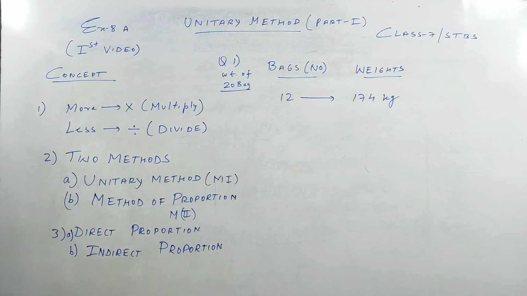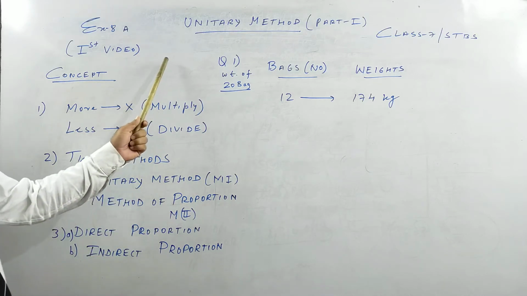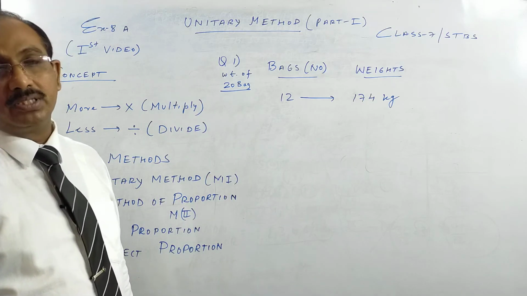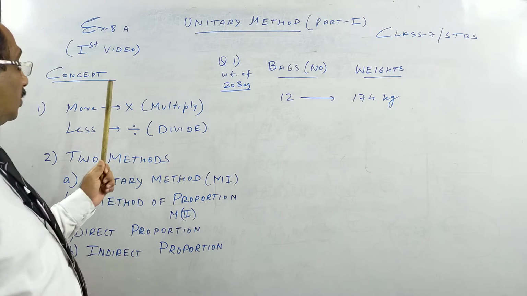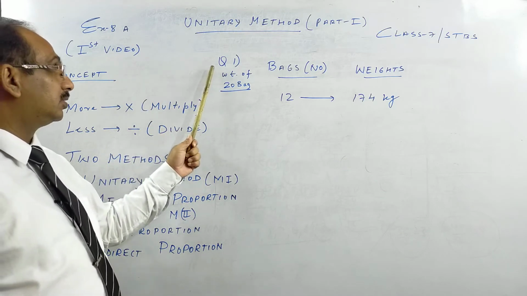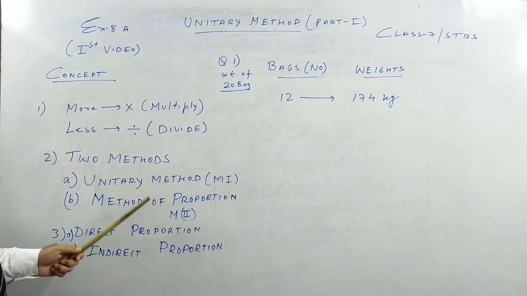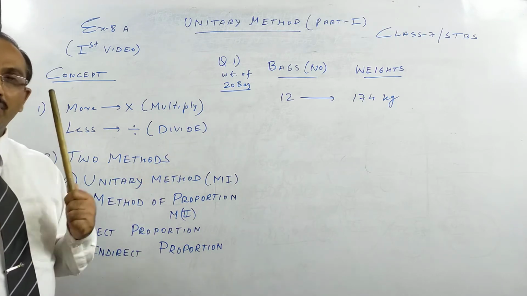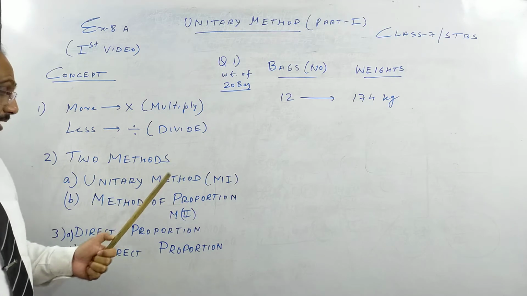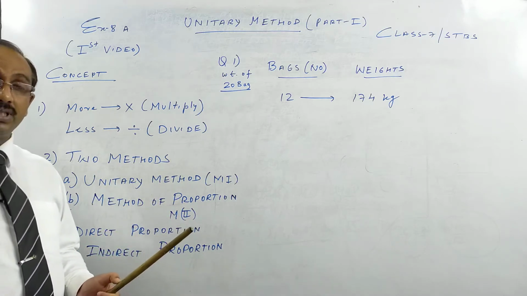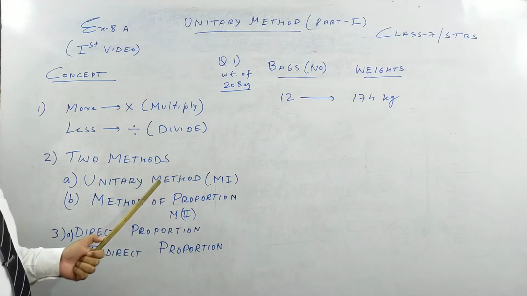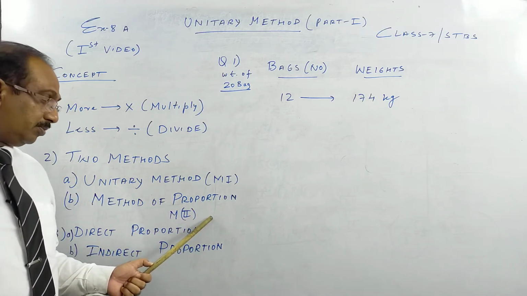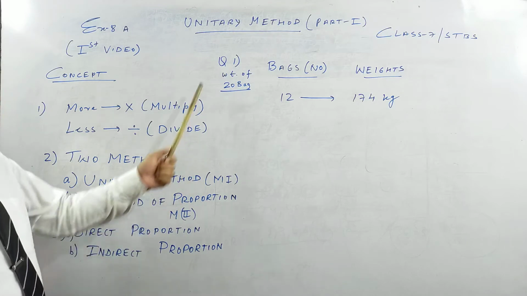Hello students, now we start a new topic, a new chapter called unitary method, very important for your present and for your future. So here I'll show you these questions by two methods. Unitary method, what I'll teach you now, unitary means for one. If you get for one, you will get for any. Second is method of proportion, which I have done in the previous videos on ratio and proportion. So this method is also easy, so both I'll do.